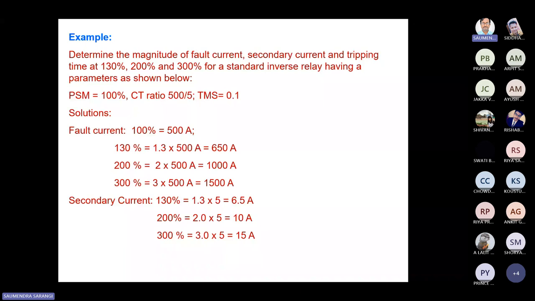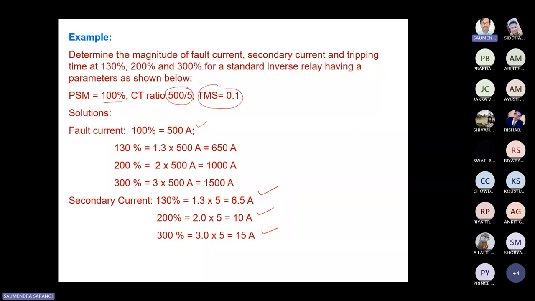Similarly, we may have a CT ratio of 500/5, TMS equal to 0.1, and PSM 100%. Now determine the magnitude of the fault current, secondary current, and tripping time at 130%, 200%, and 300%. Consider that the 100% current is equal to 500 ampere. Then we have the setting of the relay. If it is 130%, the setting will be 6.5 ampere. If it is 200%, the setting will be 10 ampere. If 300%, the setting will be 15 ampere.